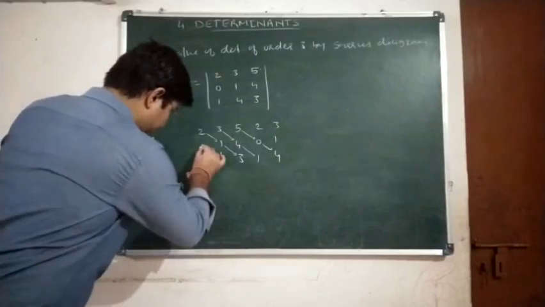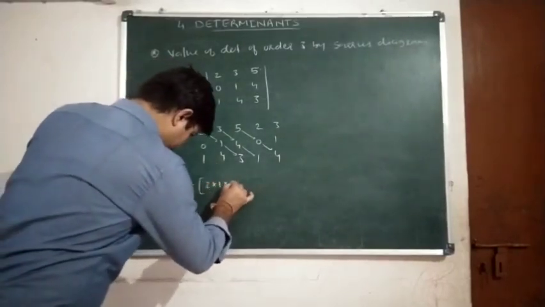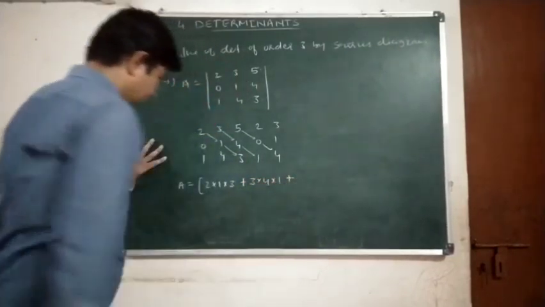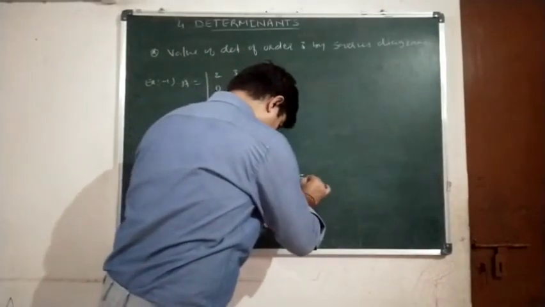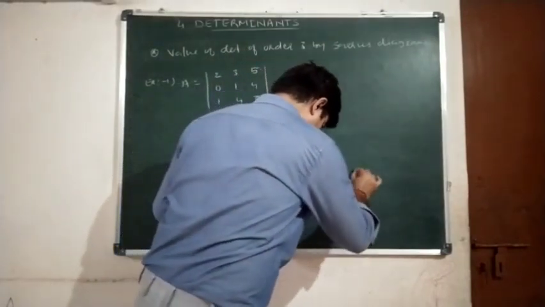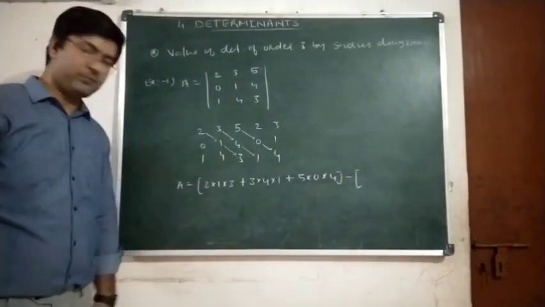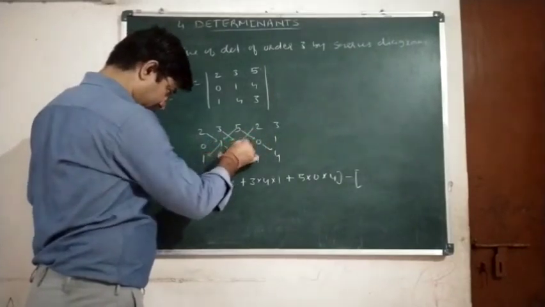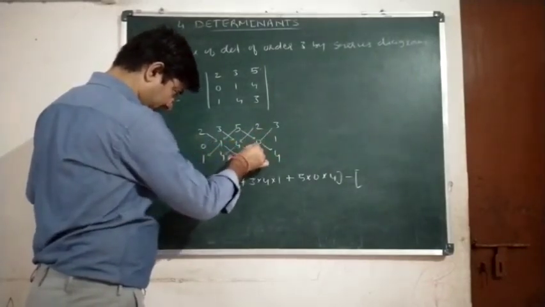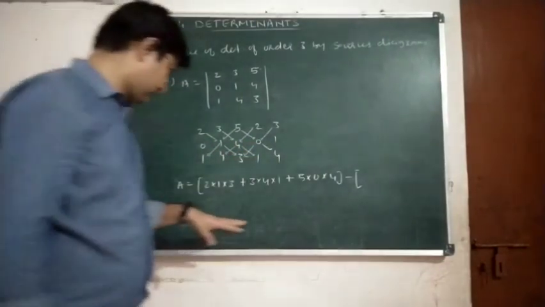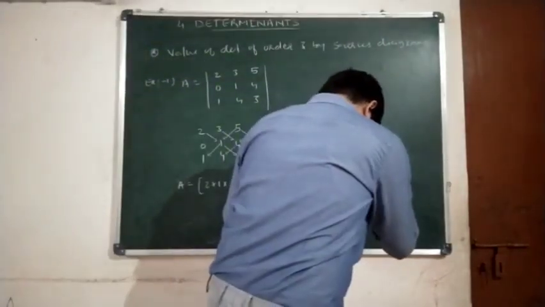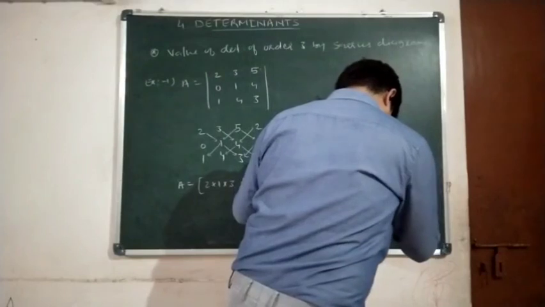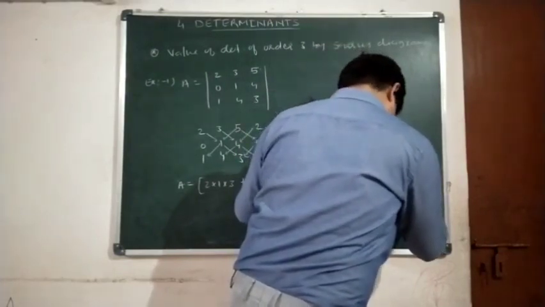So like this, determinant A is equal to 2 into 1 into 3 plus 3 into 4 into 1 plus 5 into 0 into 4, minus, after we have added the 3 products, now we will take the reverse. Numbers connected by the reverse arrows, we will multiply them and add. So 5 into 1 into 1 plus 2 into 4 into 1 plus 3 into 0 into 3.